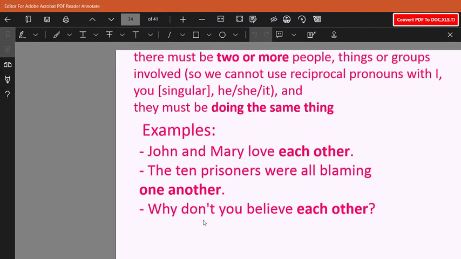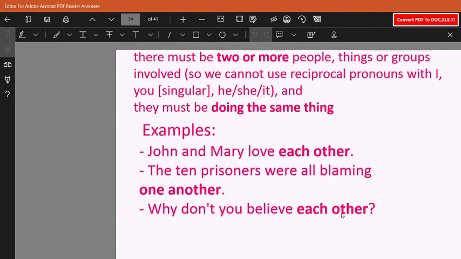Examples: John and Mary loved each other. Now see, each other means there are two persons, and that is where you use each other. And the prisoners were all blaming one another. See, here more than two persons are there, 10 prisoners. So something is being done among some people, not between some people. Whenever the action is performed between two people like John and Mary, we use each other. And if the action is being performed among more than two persons, then we use one another.